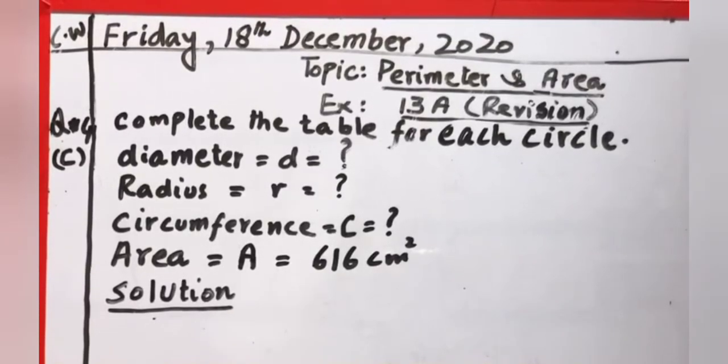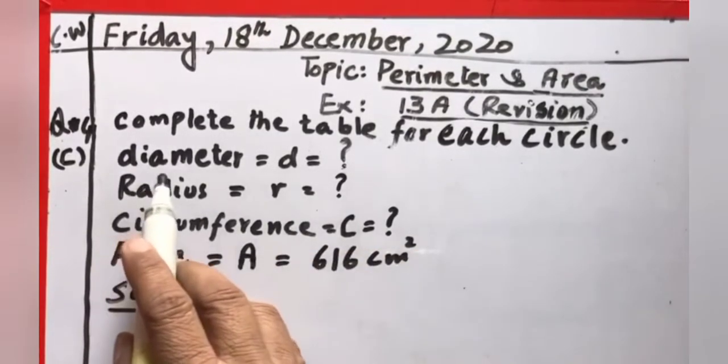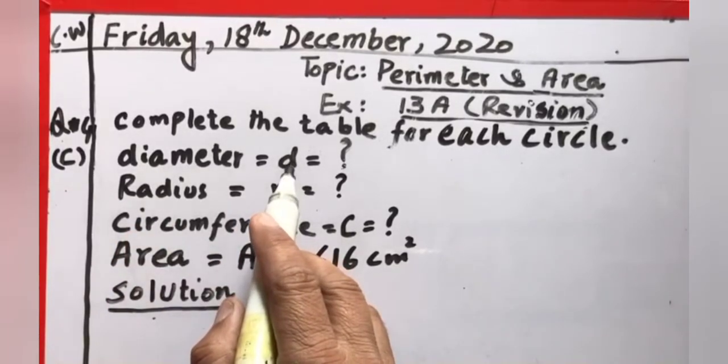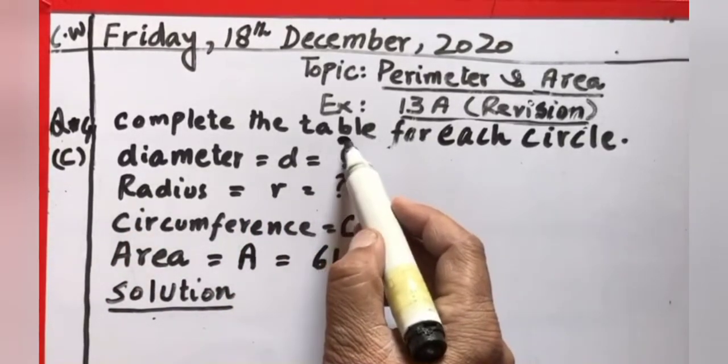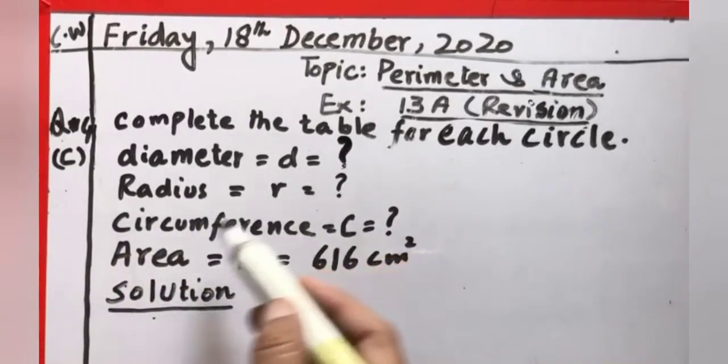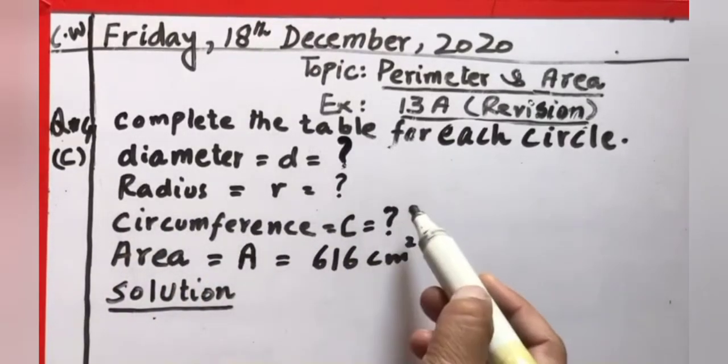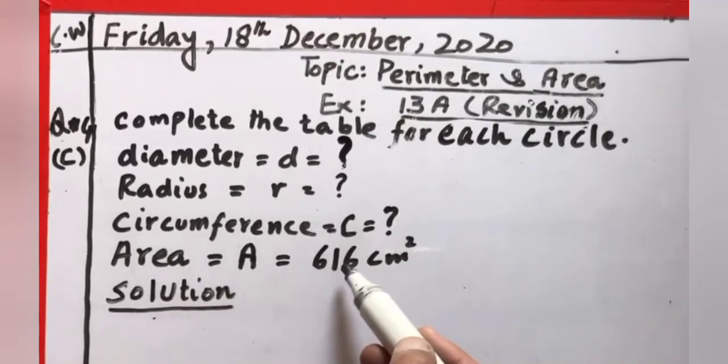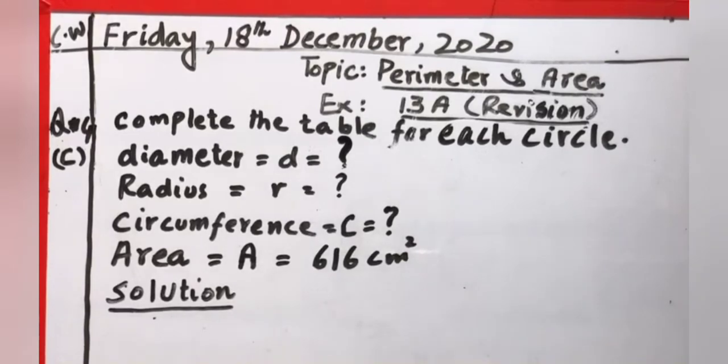Okay students, now we are going to solve question number 4 C part, in which the diameter we have to find. As you see, the diameter which we have represented by D, we have to find it, and the radius we also have to find, and the circumference we have to find, and the area of a circle is given, which is 616 centimeter square.